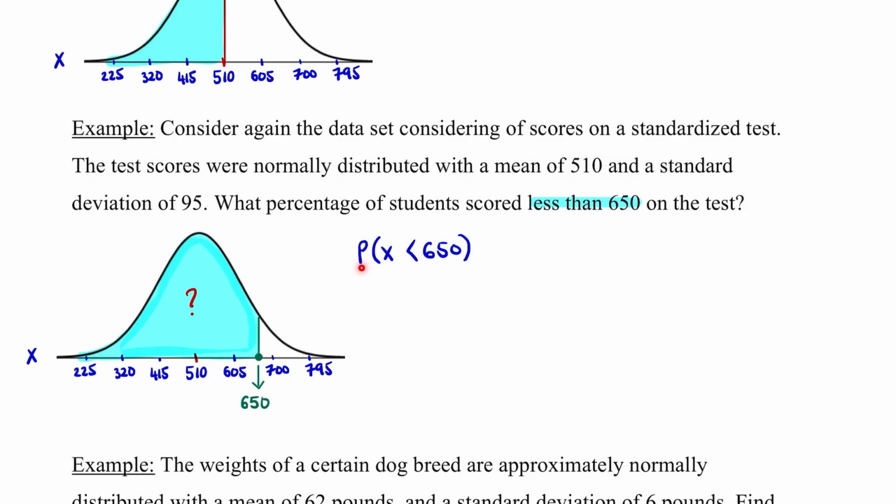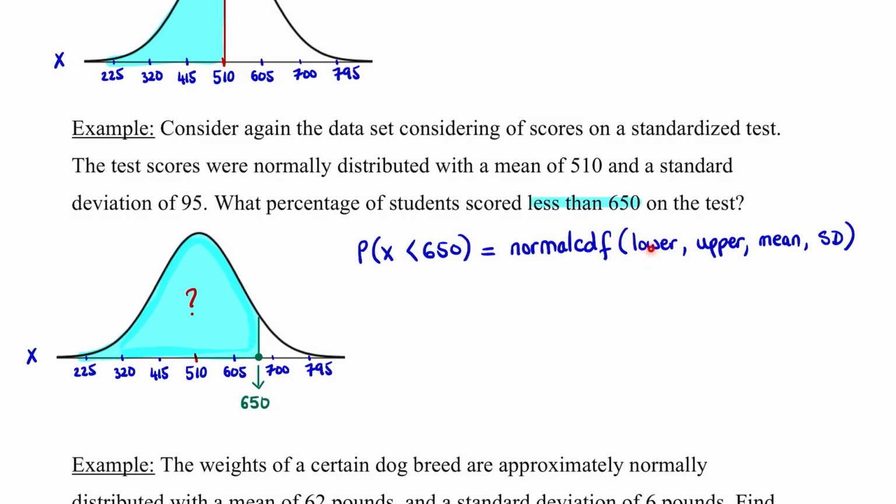I want to find the probability when the test scores are less than 650. I am going to use the TI-83 or TI-84 calculator for this. So this is what we're going to put in the calculator. Normal CDF, lower bound, upper bound, mean, and standard deviation. It has to be in this order.